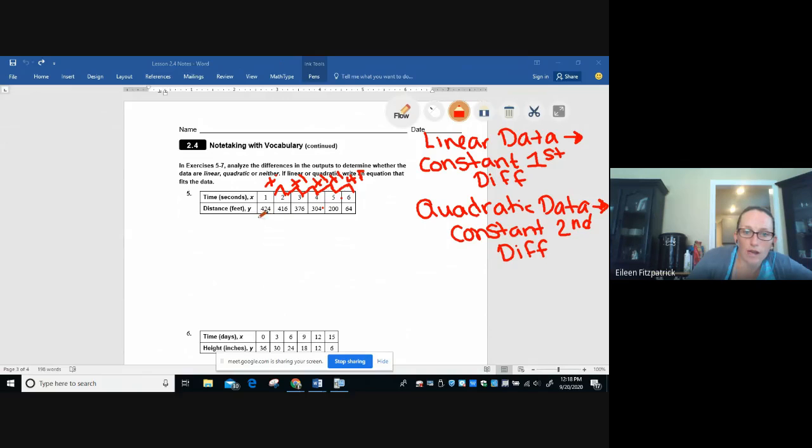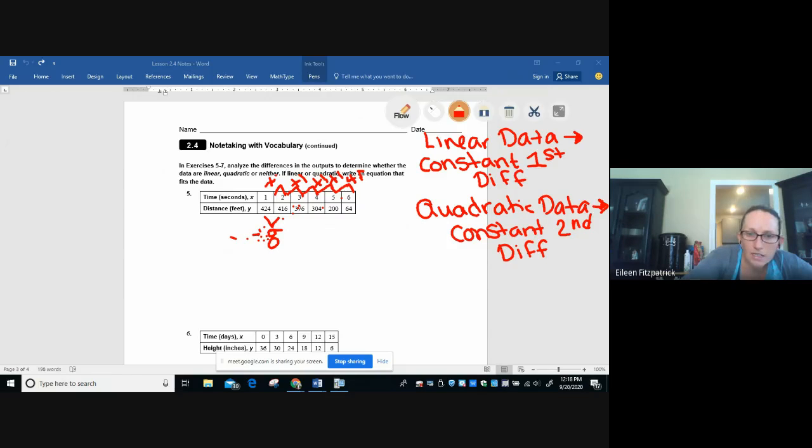So then you go to your y's and you find the difference between each of the y's. So you have a difference, oh, they changed the problem. Okay, sorry guys. It's different than my notes, which is fine. Okay, so you're going to find your difference 424 minus 416 and get a difference of 8. So you're doing -8.